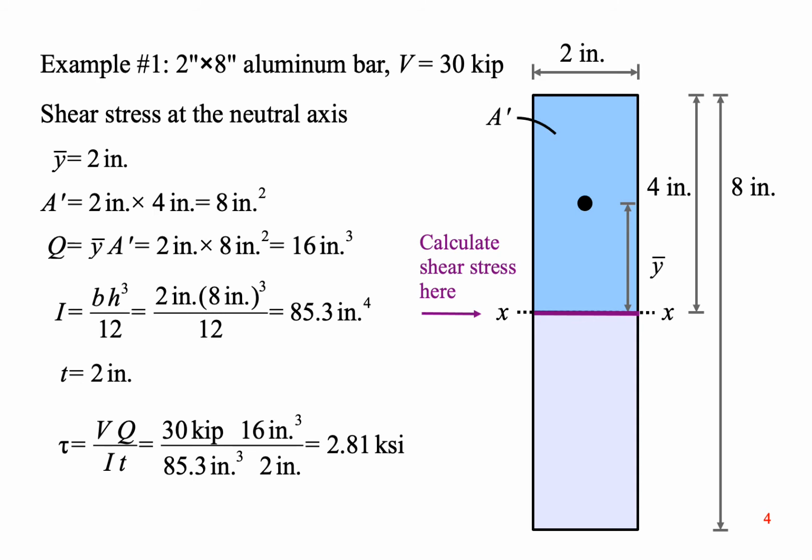We can compare this number with the allowable shear stress of the aluminum alloy. As long as the applied shear stress is below the allowable shear stress, the beam is safe in shear.